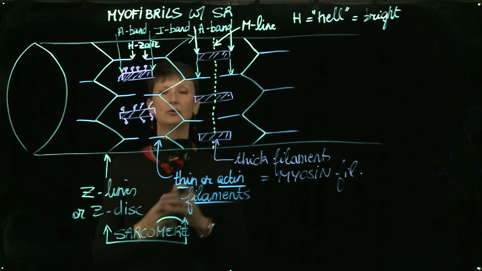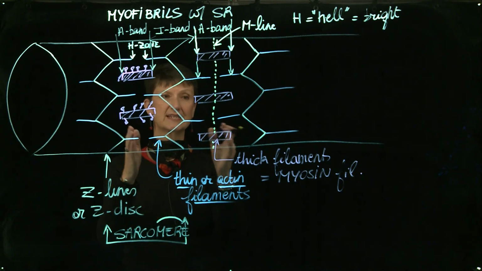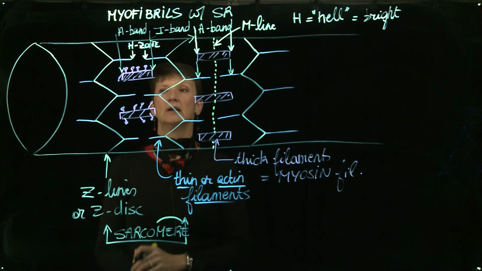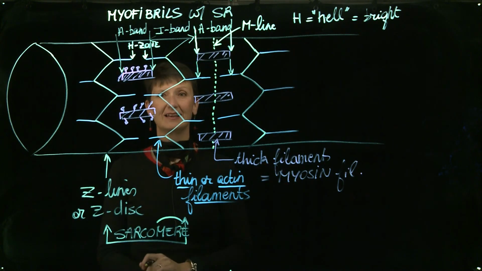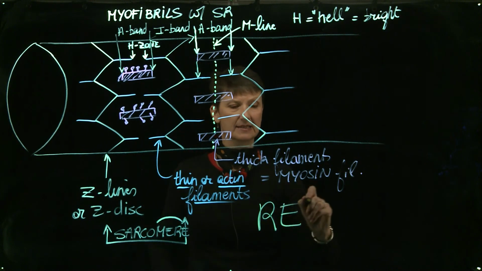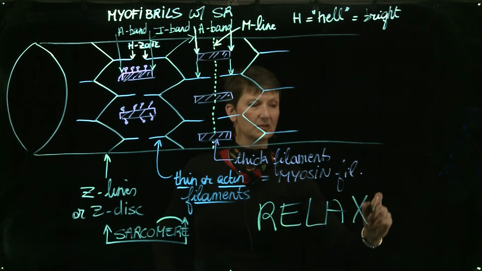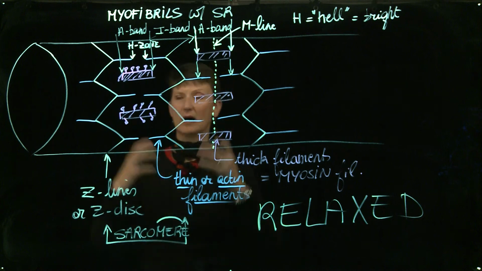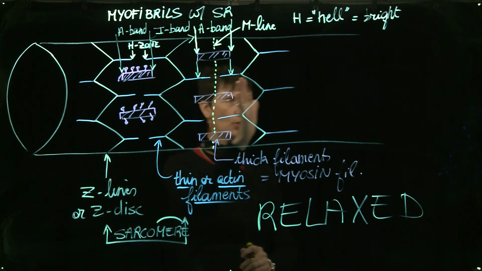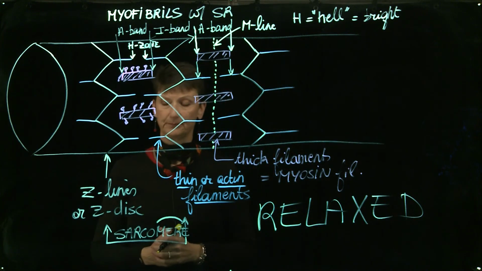Now what I have shown you here are two consecutive sarcomeres inside of a myofibril, inside of a muscle cell that is relaxed. So this is a relaxed muscle cell with a myofibril illustrated along with two sarcomeres, and I could go on with sarcomeres.